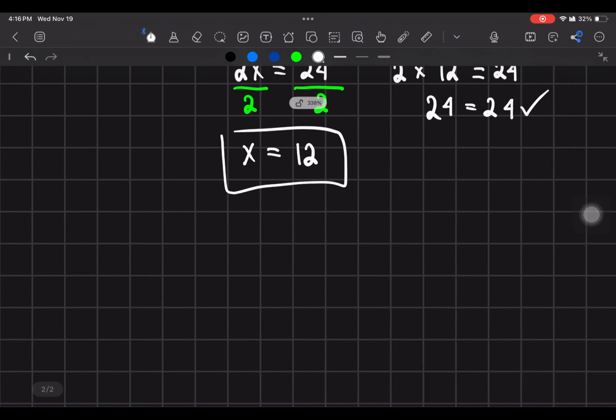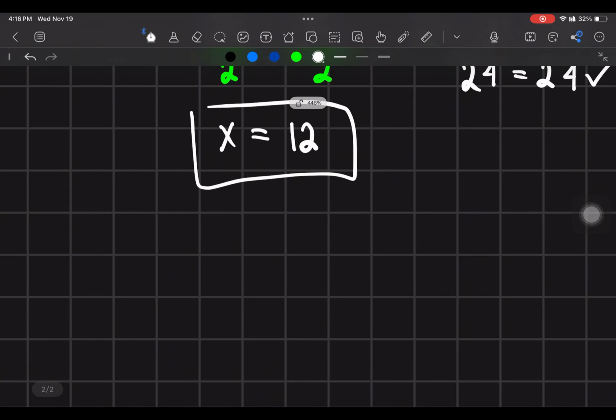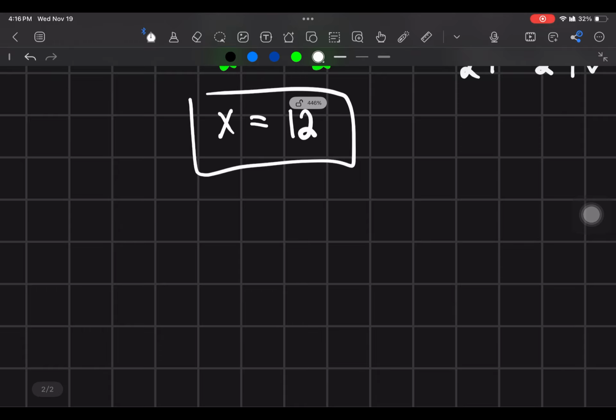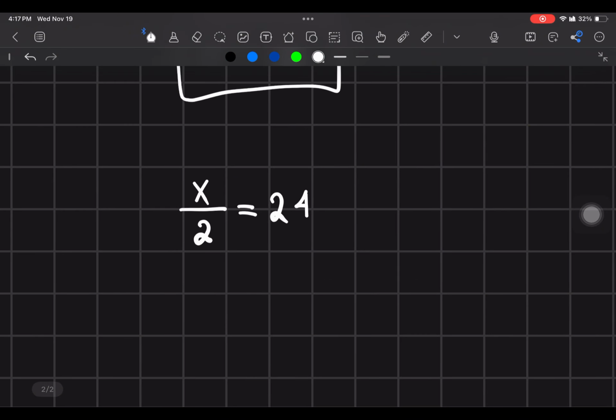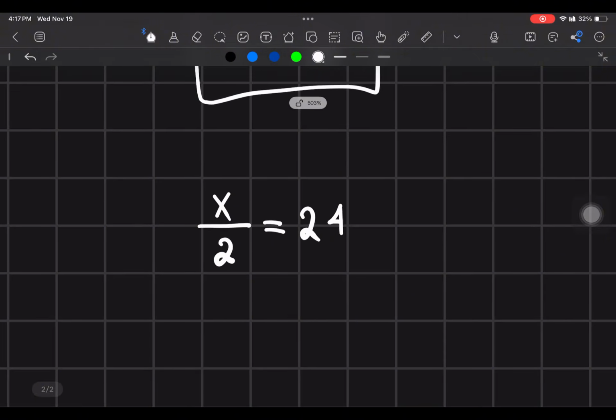Now let's try a similar question, or rather equation, but instead we will have the division operation instead of multiplication. So let's say we have x over 2 now, or x divided by 2 is equals to 24. So now, what is the operation being indicated here? So as I said earlier, it is division. We have the quotient of x and 2. So how do we isolate x in this case?